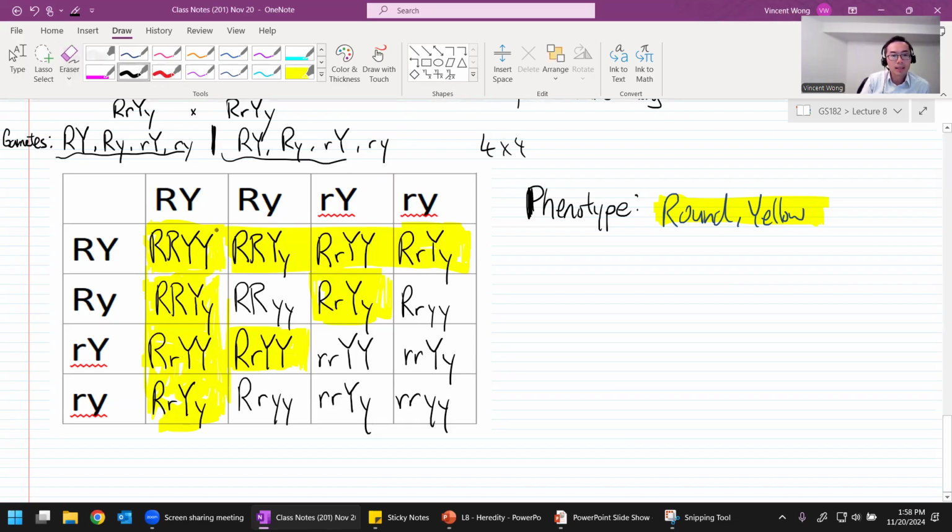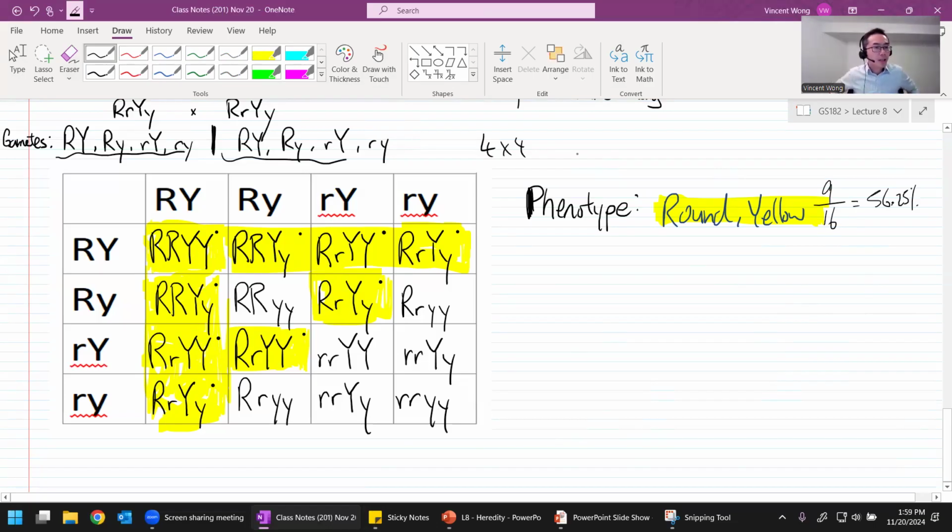So if you count it, it's 1, 2, 3, 4, 5, 6, 7, 8, 9. So 9 out of 16 are going to be round and yellow. 9 out of 16, if you key that into the calculator, it is 56.25%.